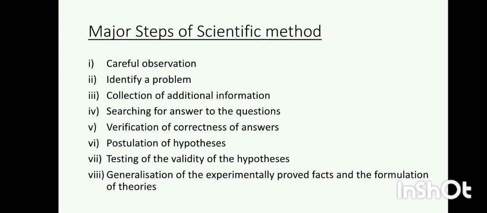The major steps of the scientific method are: the first step is careful observation of natural phenomena. Second, defining or identifying a problem by posing questions about the observation. Third is collection of additional information to know more about the observed phenomena. The next step is search for answers to the questions by analyzing the problem. Fifth is verification of the correctness of the answer through tests and further observations.